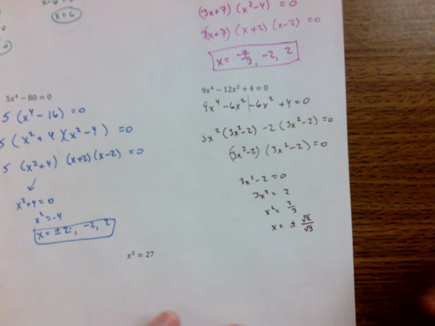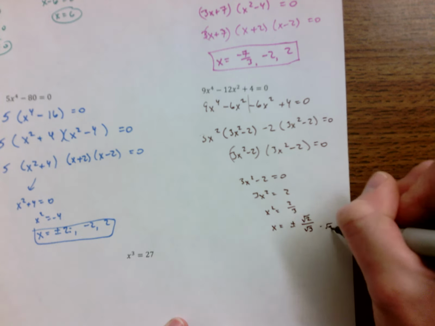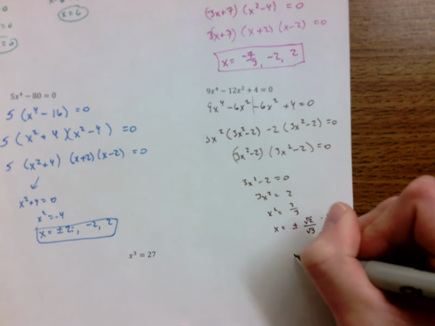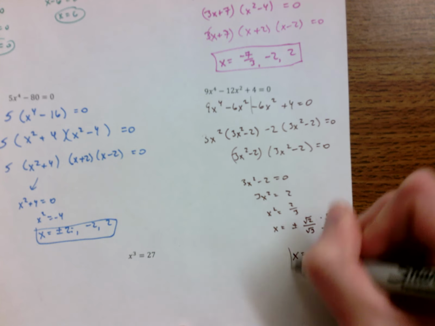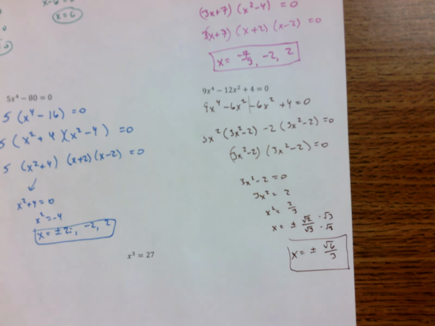But then don't forget you have to rationalize this, right? So I'm going to multiply top and bottom by root 3. And then I'm going to get x equals positive or negative root 6 over 3. And that's it. That's my solution to this polynomial. Two solutions, actually. Not just one. Two. One positive, one negative.